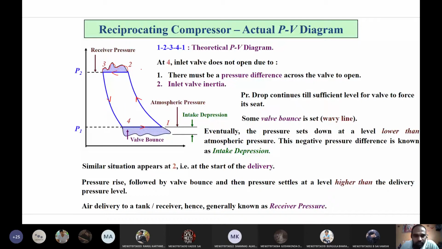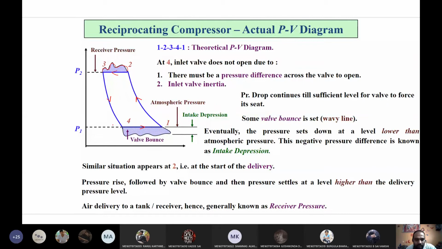Means if you observe, the area of the PV diagram is increased. As we know, the area under the PV diagram gives the work done. Therefore, in the actual case, the work done will be greater than the theoretical one. Okay, so why did we get this wavy form, right?